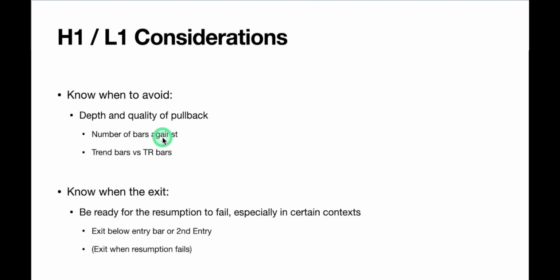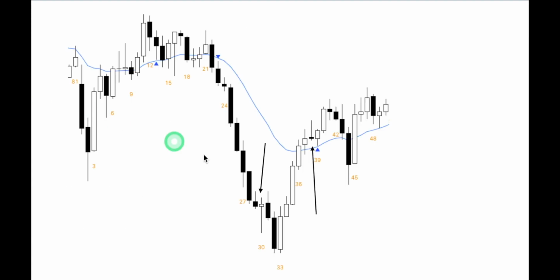So the depth and the quality of the pullback are important. The number of the bars against are important. And are they trend bars or are they trading range bars? So what that means is, are we getting a directional move? Are we failing to break out and then getting a directional move like this with a sell signal, a directional move up with a buy signal?